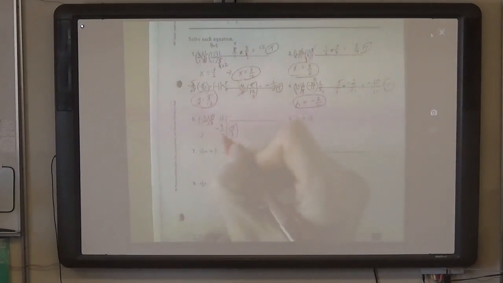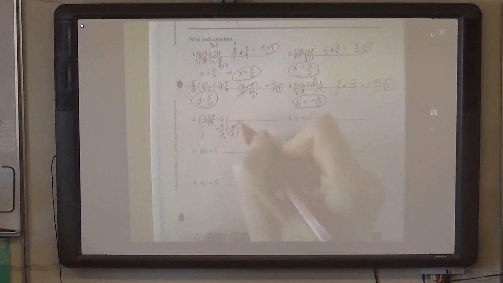Now, factor out. This is 1 and 2. 9 over 3 is 3 over 1. So J equals 6 over 1. Positive 6 over 1. Or just positive 6.